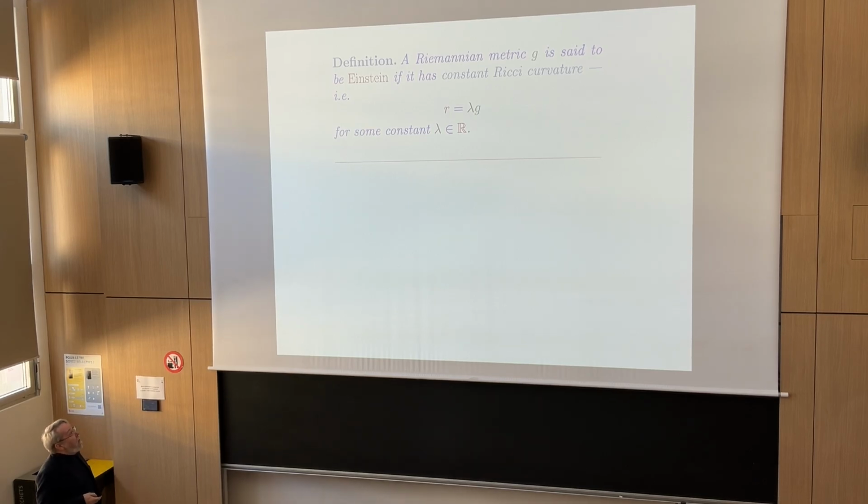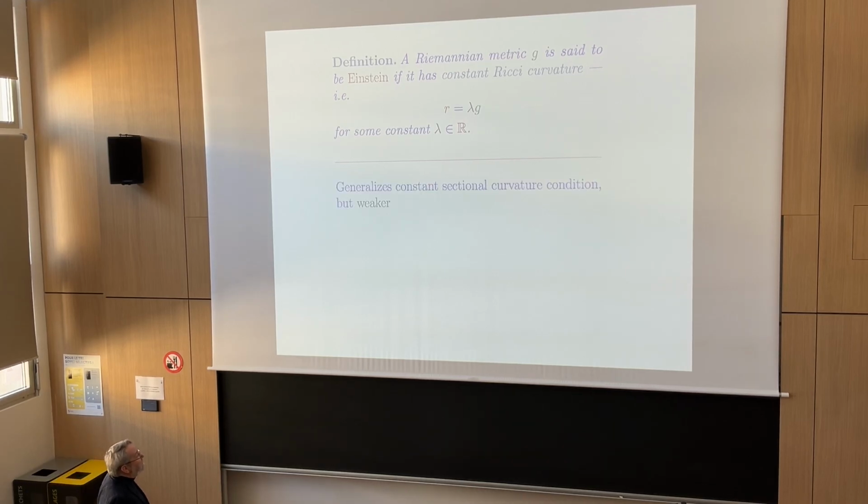All right, so a Riemannian metric is said to be Einstein if it has constant Ricci curvature, or the Ricci curvature is lambda times the metric. This equation is rather nice because, for example, just on the level of PDE, it generalizes the constant sectional curvature condition, but it's actually usually weaker. It turns out to be equivalent to constant sectional curvature in dimensions 2 or 3, but once you get to dimension 4, it's strictly weaker.